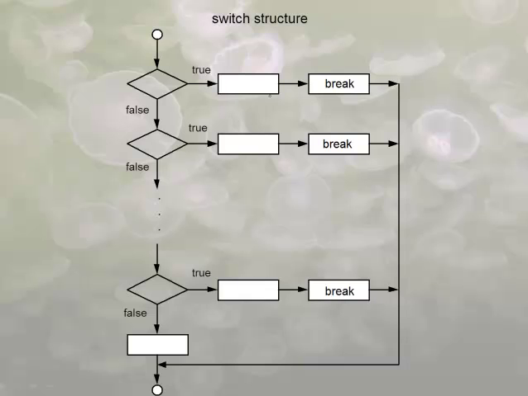So you're looking at the value of the variable. Is it this? All right, do these bunch of statements, break, kick down. Or is it this? Okay, etc. You can have as many as you want, as many different statements as you want, and it breaks. Here's a default, and then goes down.